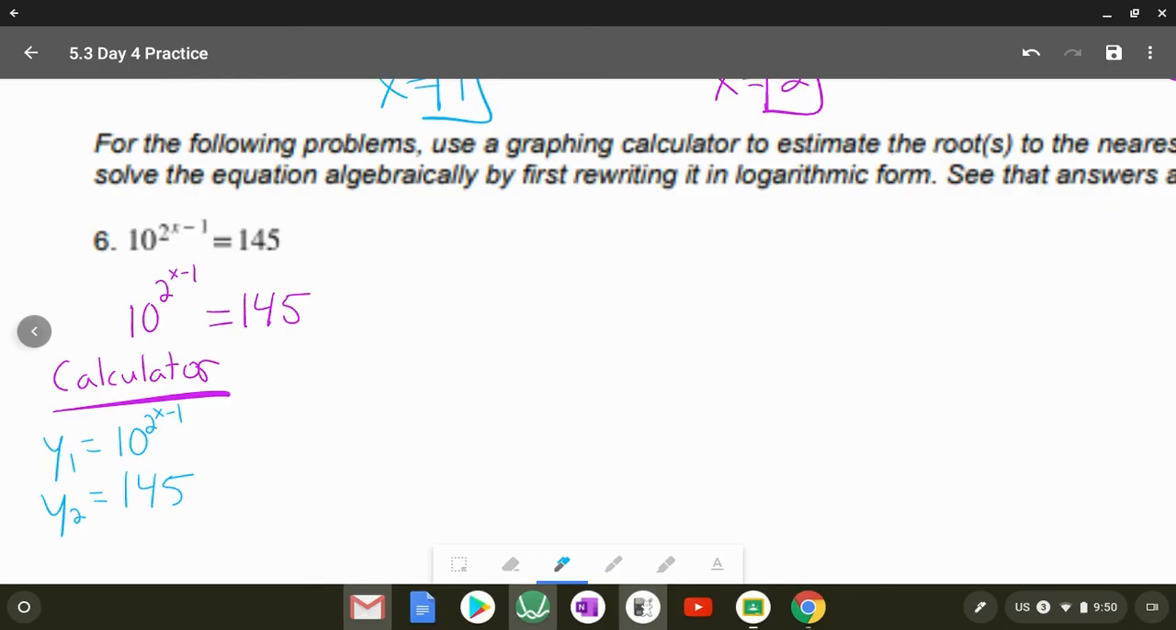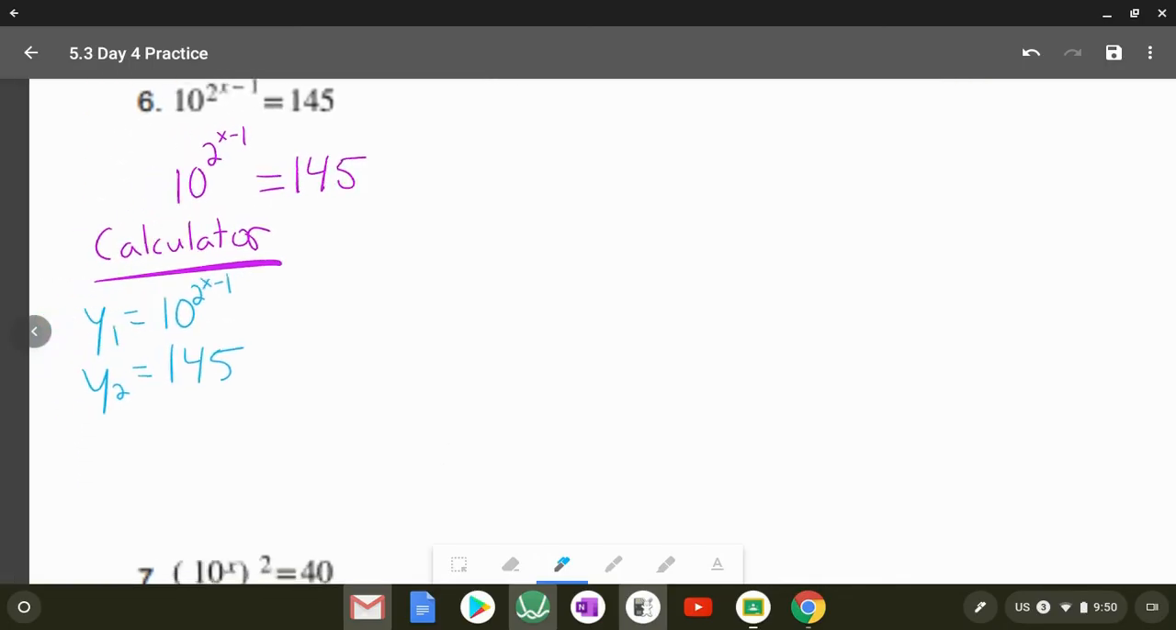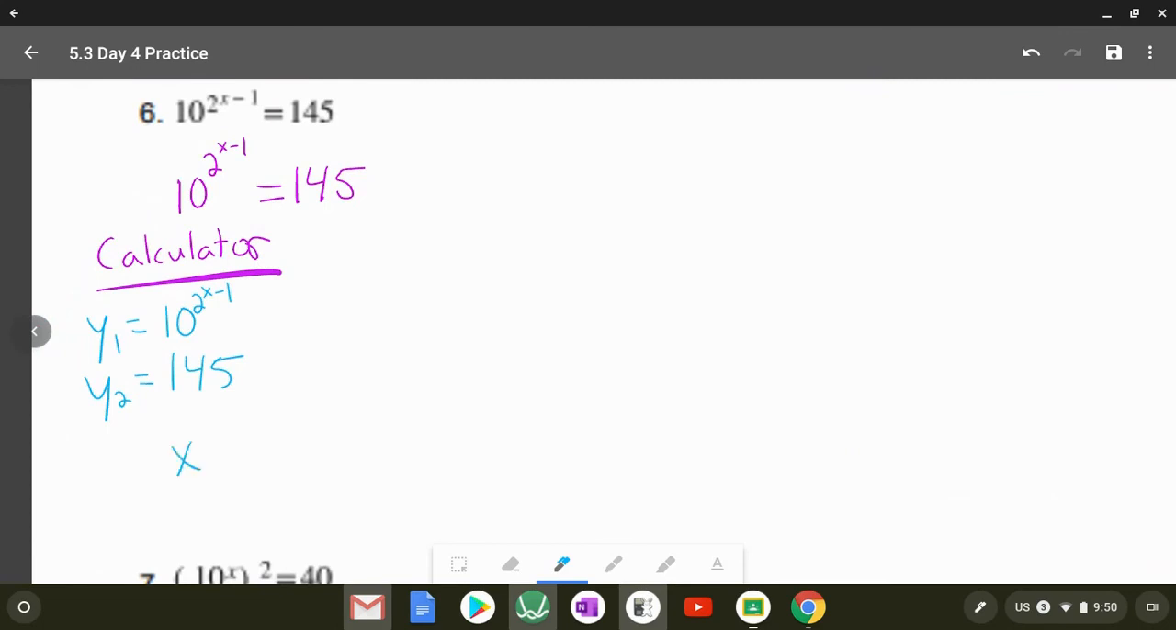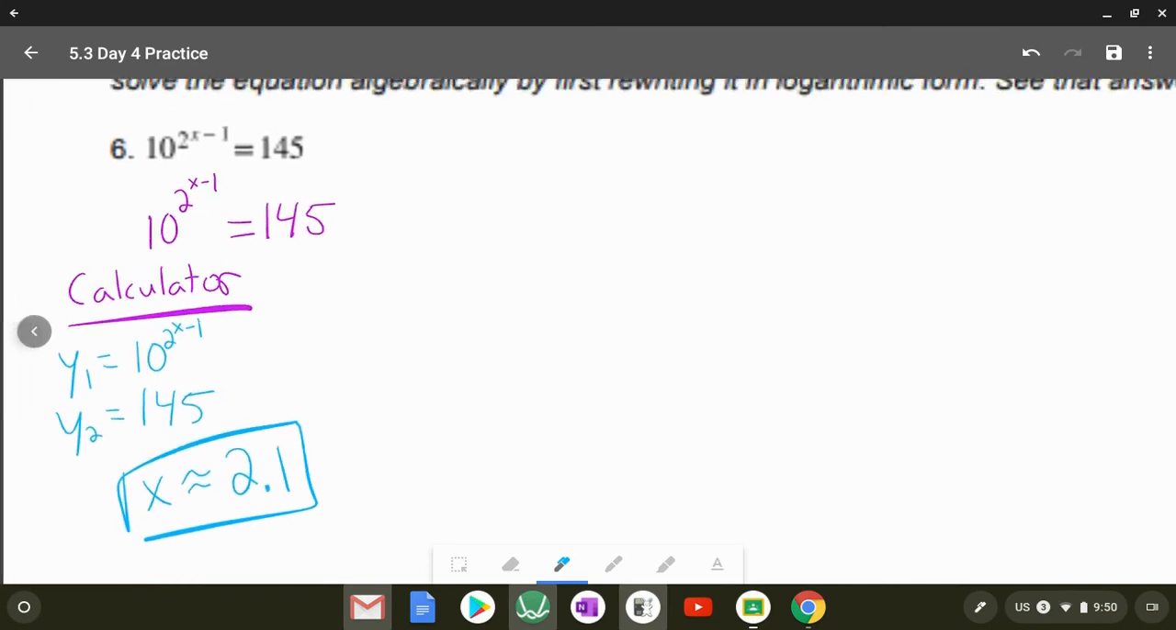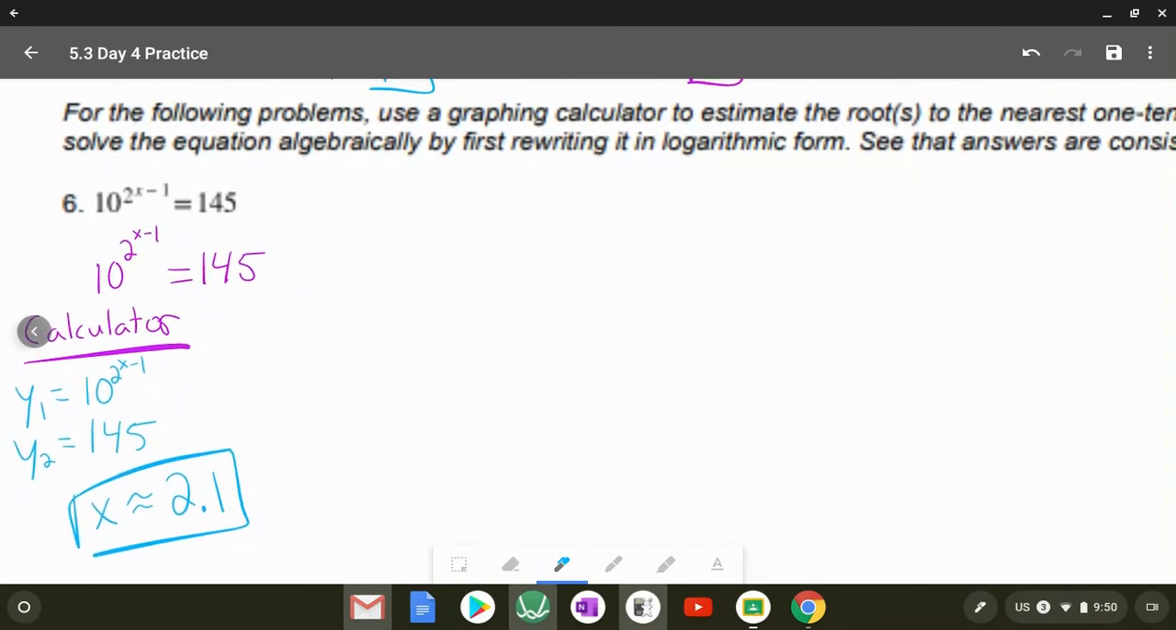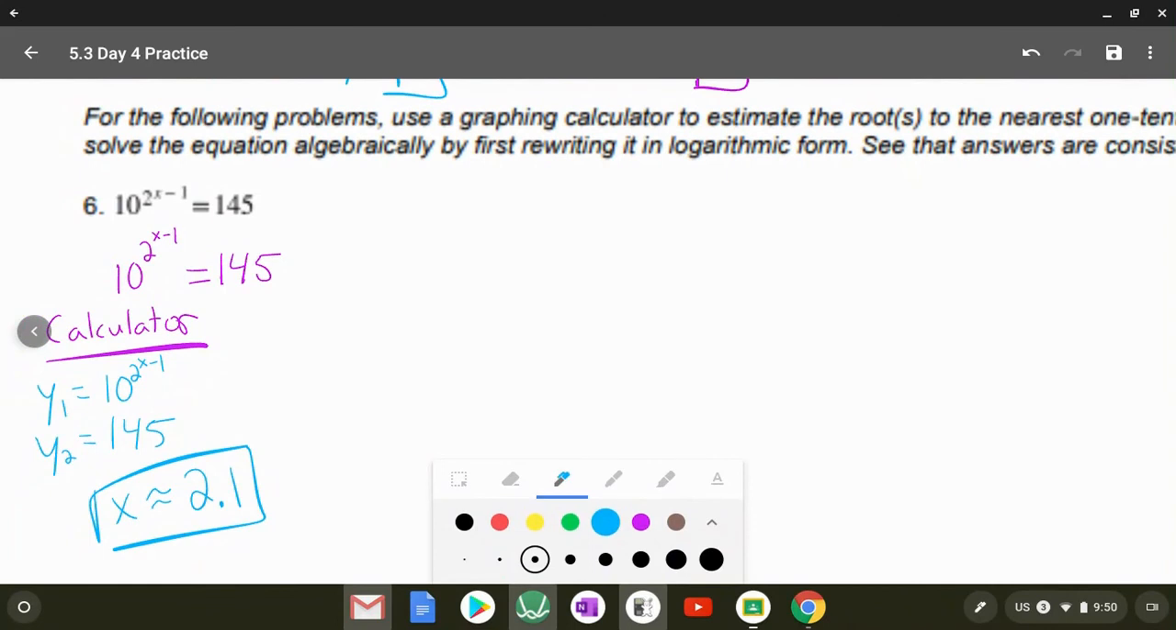Now that we found that intersection, we can say that the x value for that intersection, because we're solving for x, it says round to 1/10, is approximately 2.1. So the calculator is telling us the estimation is x equals approximately 2.1. Now we're going to solve it algebraically to make sure that the algebra holds up.